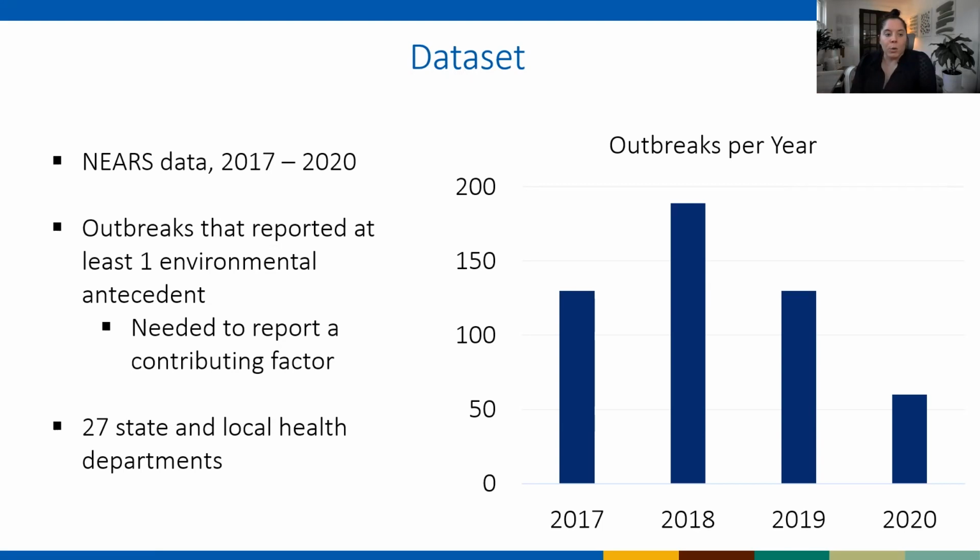The data set includes 27 state and local health departments, and there were 509 outbreaks. So you'll see on the right, there is a graph of outbreaks per year for this data set. The most were reported in 2018, that was 189. And it's not surprising, 2020 had the least, and there were 60. Just an interesting fact, if you guys haven't seen a lot of data yet, we had 94 outbreaks reported in 2020 to NEARS. And again, it's voluntary. It's not going to capture all the foodborne outbreaks in the United States, but it was a little higher than I thought. So that's encouraging for those analyzing data.